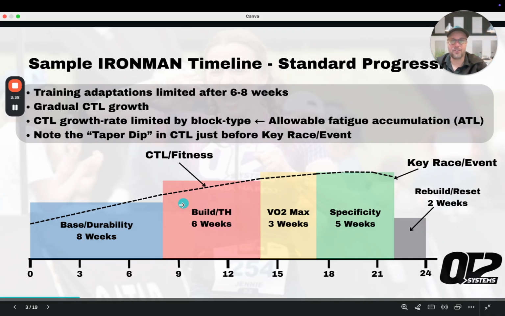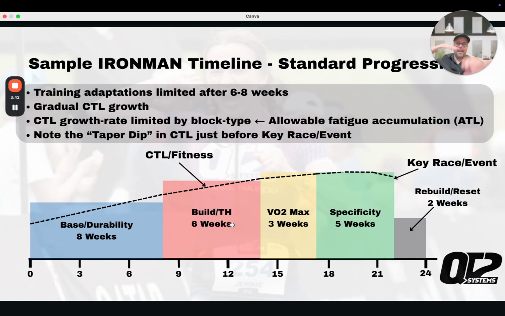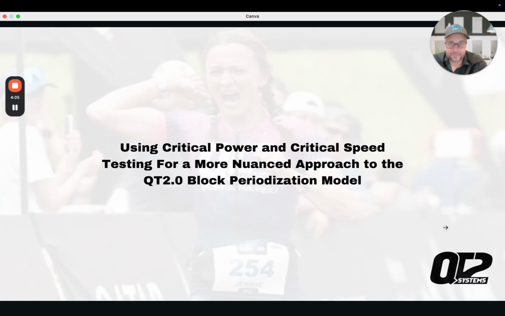And that occurs during the build threshold block. It then assumes that at the end of the build threshold block, the critical power or critical speed is at a high percentage of power or speed at VO2 max, in which case we now need to raise that roof to separate those two. And so we enter into a VO2 max block. This is the limitation in that it makes this assumption throughout. And that's not necessarily always the case with individual athletes.